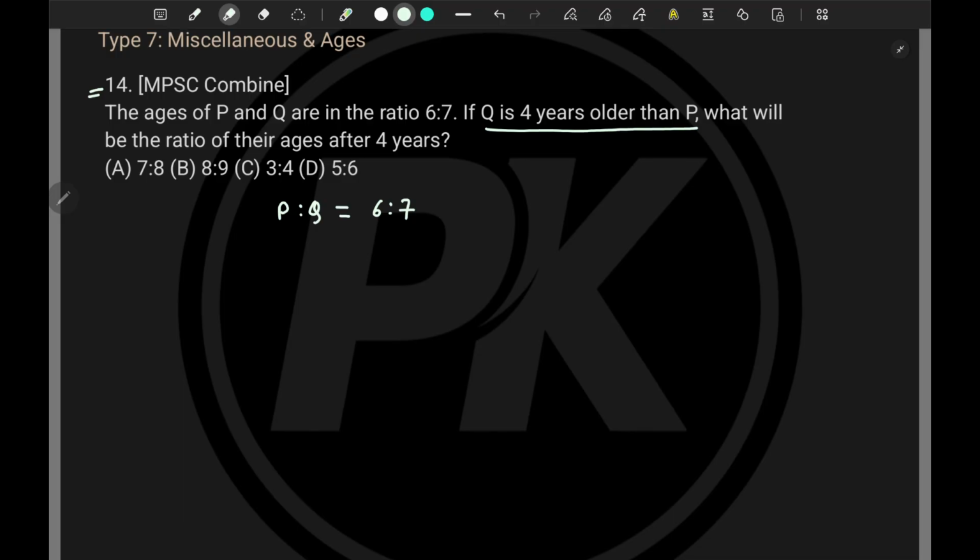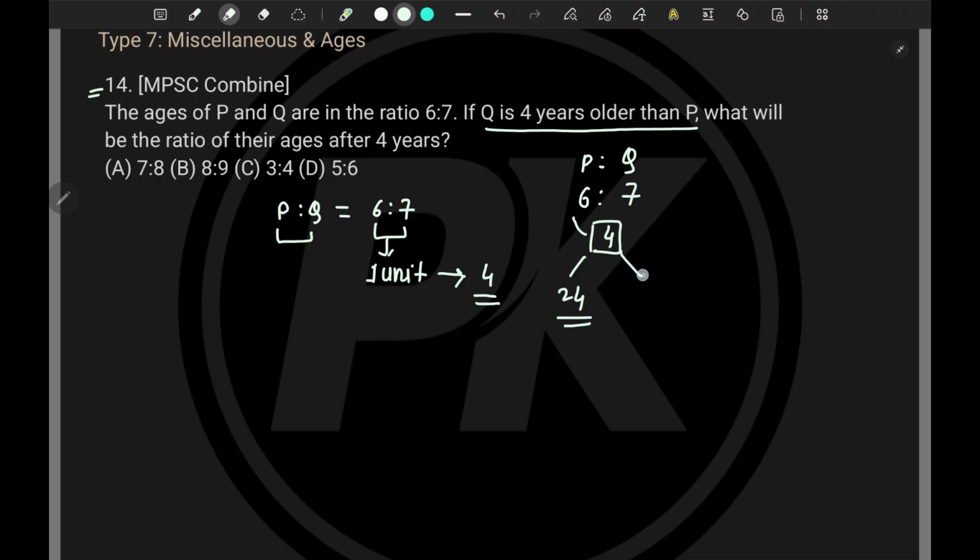The difference is given, 4 years, right? If I see the difference, the difference is, let's say, 1 unit, right? So 1 unit is the difference, and that 1 unit is nothing but 4, that is given, right? That means 4 is a factor, and hence this ratio is 6 as to 7, right? This is P as to Q, and the unit value is 4. Then 6 fours are 24, the age of P, and 7 fours are 28, the age of Q, right?